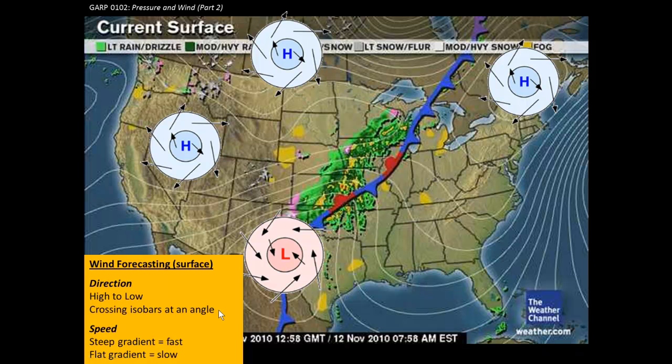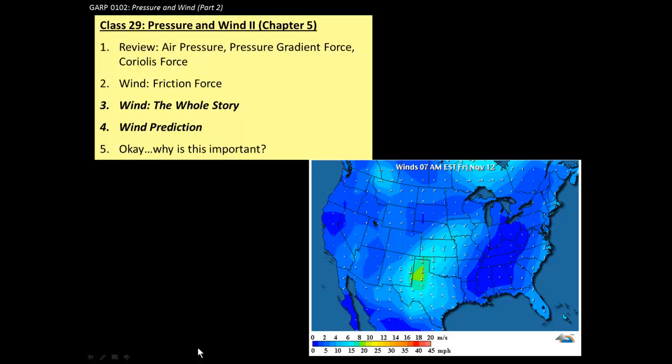So again, it's all about where's the high pressure, where's the low pressure. Winds have to go at an angle across the isobars. Steep gradient means fast wind. Gentle gradient means slow wind. That's all you need for wind forecasting. And that's how you make a map like this. You can go to any website, whether that's weather.com or AccuWeather, and find these wind maps where they show you the direction and the speed of the wind. And all they did was use exactly the rules that we've just established.